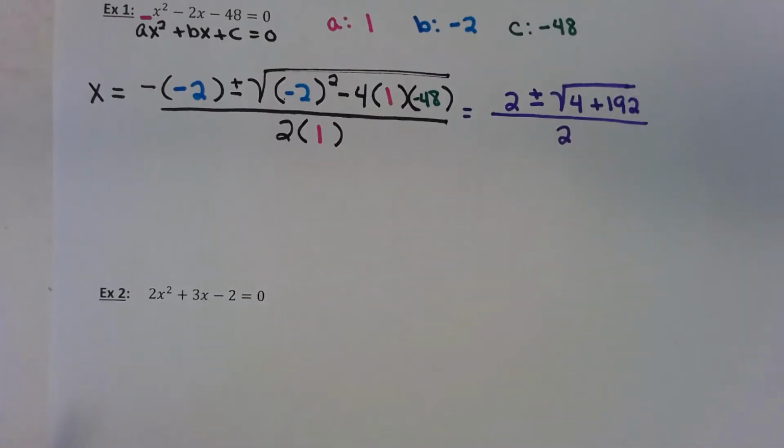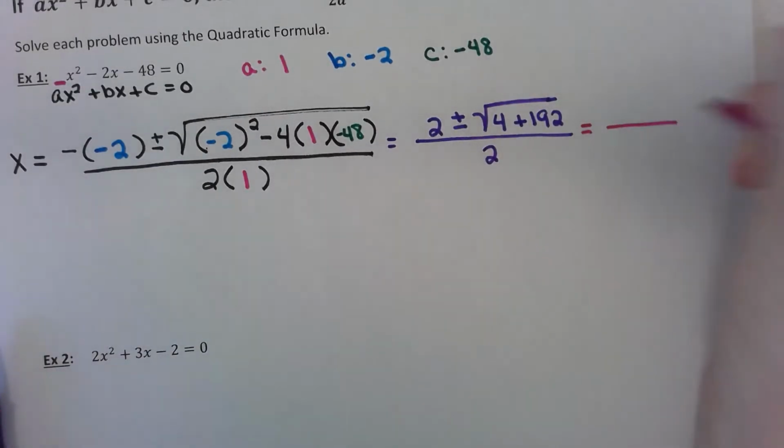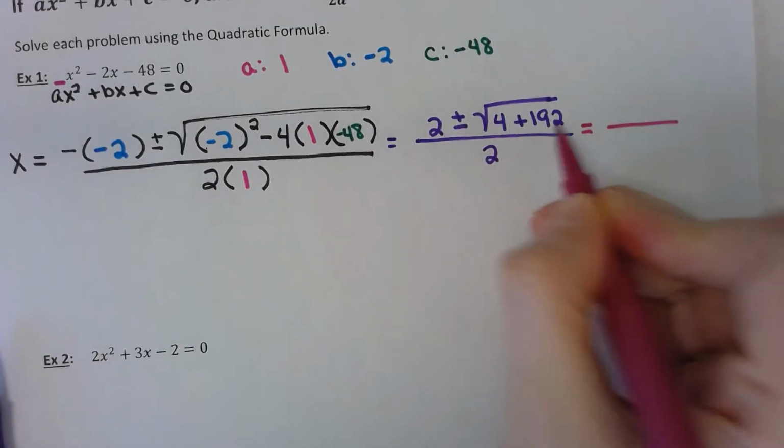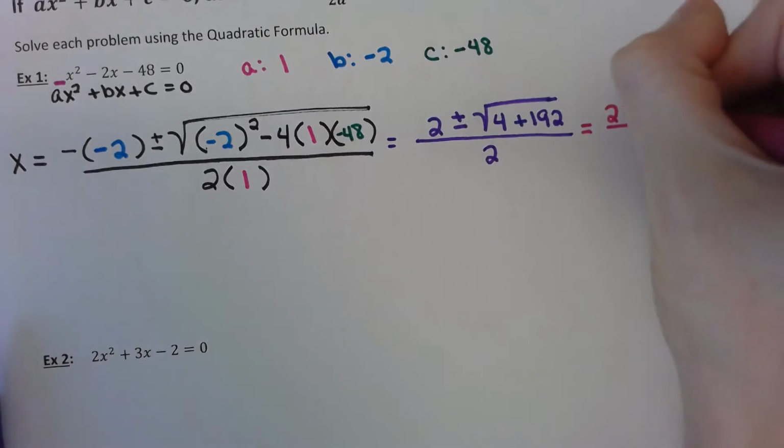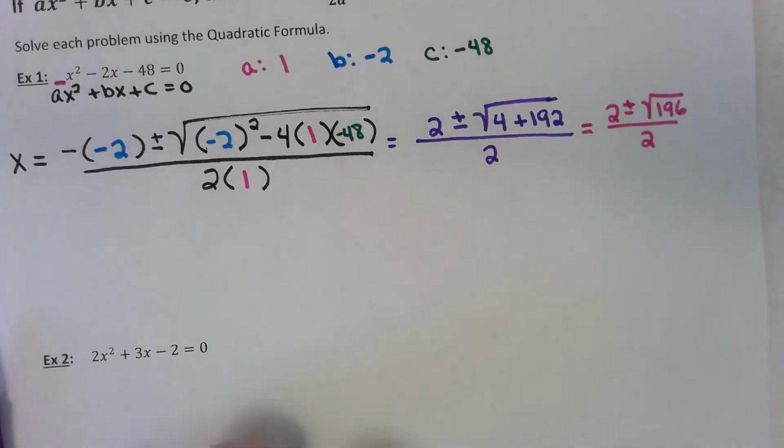Now, one other thing that I want to do before I move on is go ahead and add those numbers underneath the radical sign together. So 2 plus or minus the square root of 196 divided by 2.